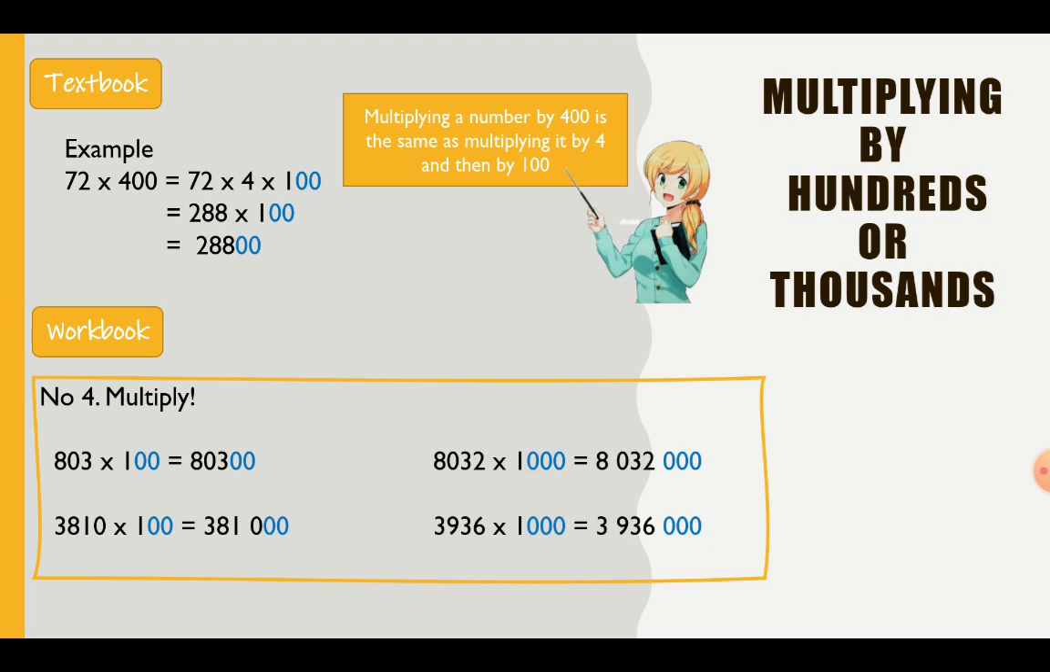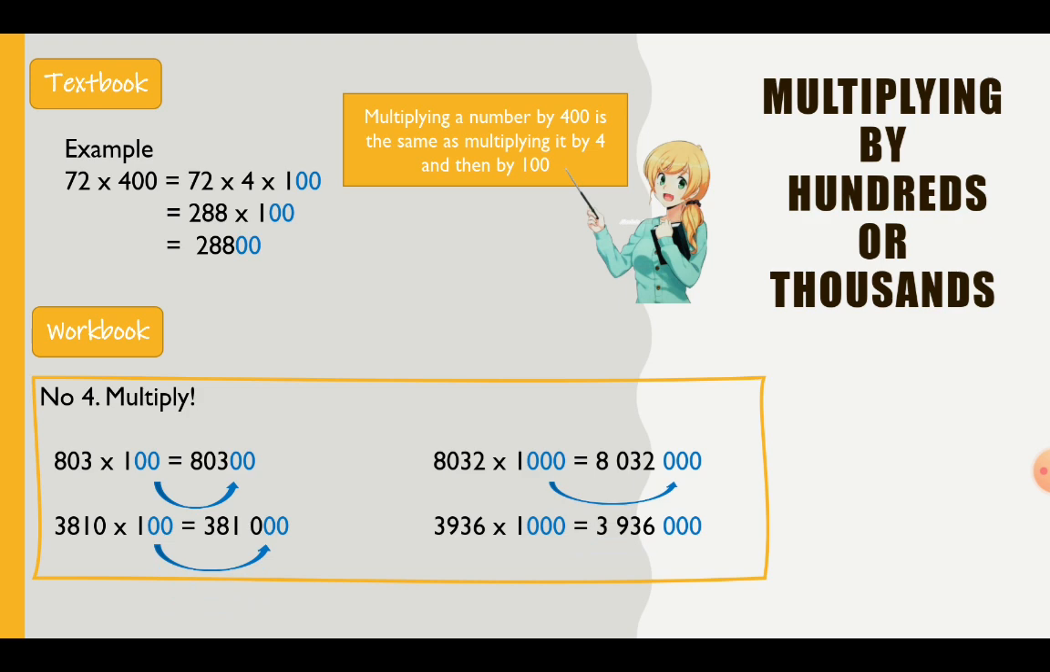Workbook number 4, multiply. 803 times 100. So we add 2 zeros in the back of the number. The answer is 80,300. The next question, 3,810 times 100. So we add 2 zeros in the back of the number. The answer is 381,000. And then next, 8,032 times 1,000. If times 1,000, so we add 3 zeros in the back of the number. So the answer is 8,032,000.